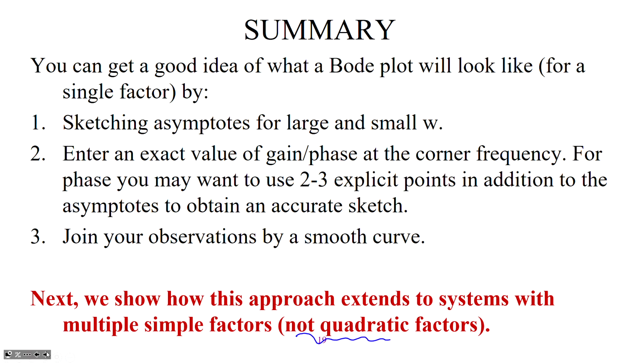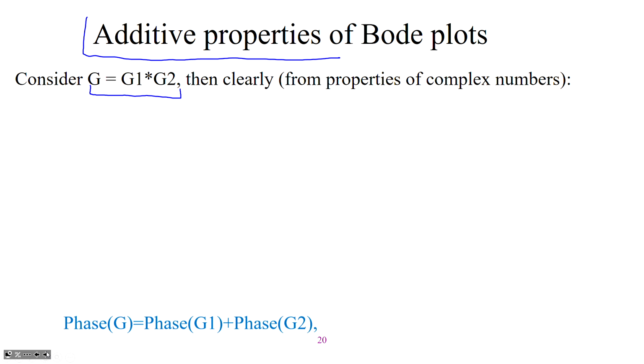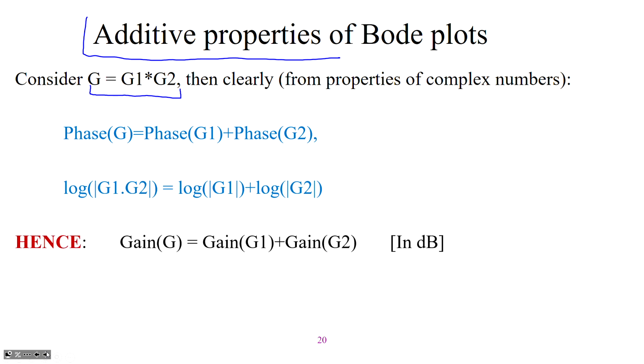And you'll note I'm not going to do quadratic factors here. So here's what you need to know. The key rule is this, the additive properties of Bode plots. If you imagine you had g equals g1 times g2, then the phase of g is the phase of g1 plus the phase of g2. And here's the key thing. The Bode plot took logs of the gain, and the log of the modulus of g1 times g2 is the log of the modulus of g1 plus the log of the modulus of g2. So in decibels, you just add the gains.